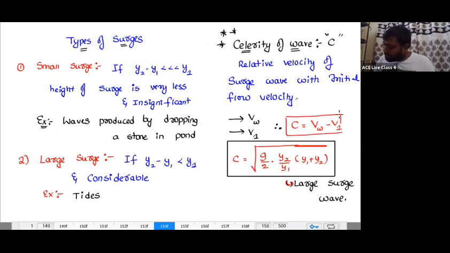VW minus V1. Just remember these directions, right? If you remember these directions, then you can understand everything. What I finally want you to understand is the celerity. If you understand that celerity, you can find out the values. When the flow is moving downstream, flow V1 and positive surge VW are both in the same direction. Relative velocity is VW minus V1.